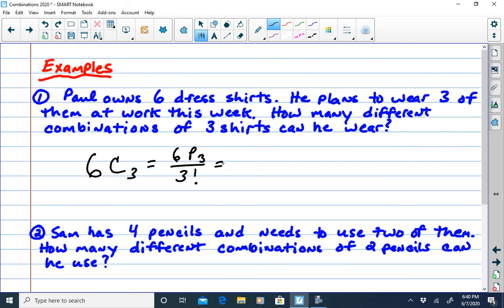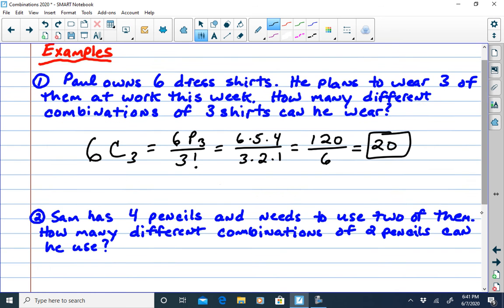So that's going to be equal to the first 3 factors of 6 factorial, so that's 6 times 5 times 4 divided by 3 factorial, that's 3 times 2 times 1. So what do we get there? 6 times 5 is 30. 30 times 4 is 120. We divide that by 3 times 2 times 1. That's going to be 6. 120 divided by 6. There'd be 20 different combinations for that situation.